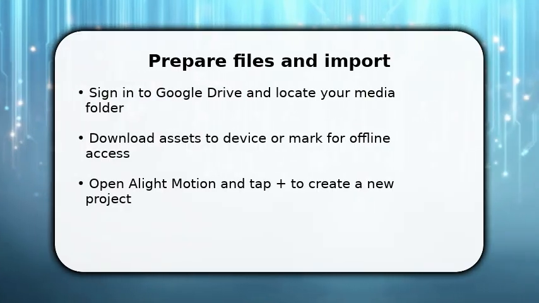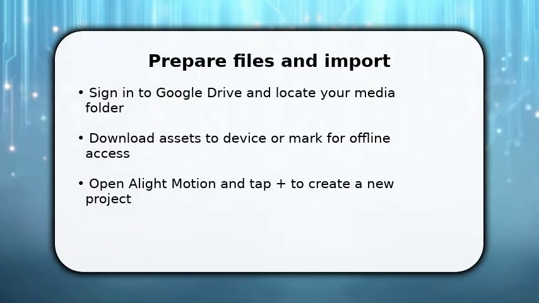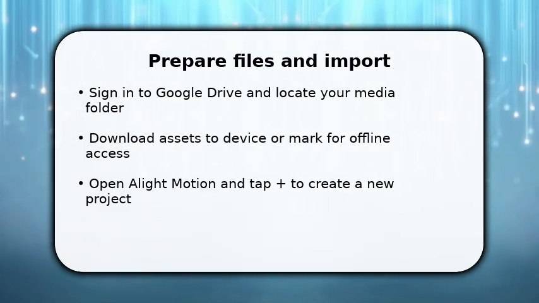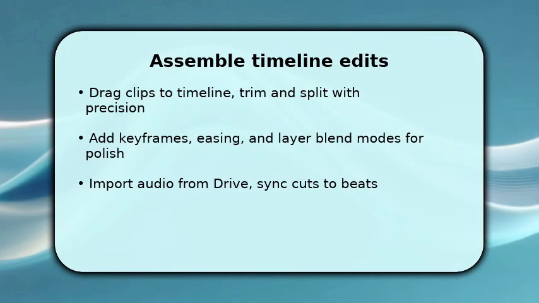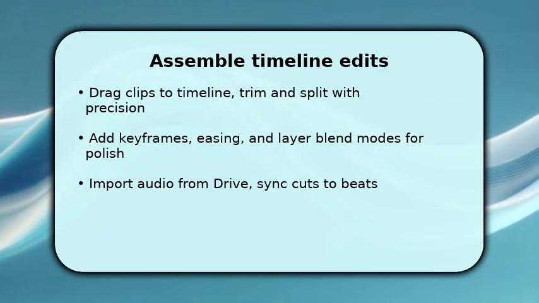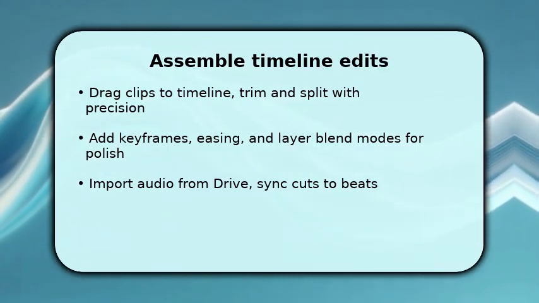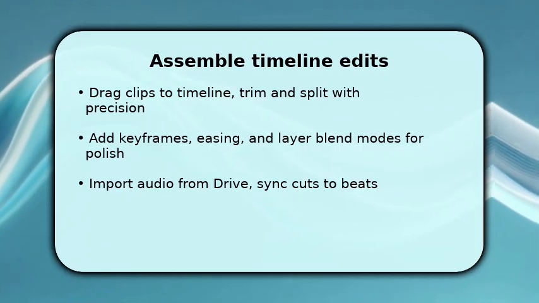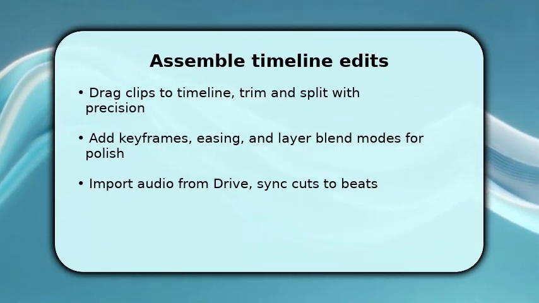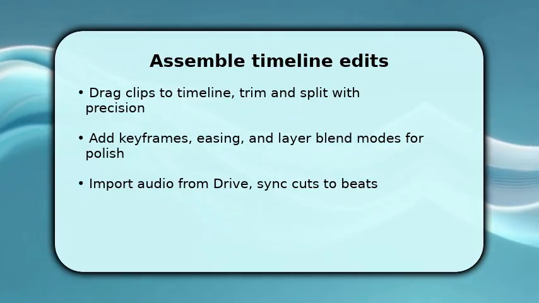Now import your downloaded files from the device gallery into the Alight Motion media library, so they are immediately available for editing. Next, build your timeline. Drag clips from the media library onto tracks, trim edges, and split clips where necessary so visuals align with your intended pacing. Use keyframes to animate position, scale, and opacity. Apply easing for smoother motion because it looks more professional.